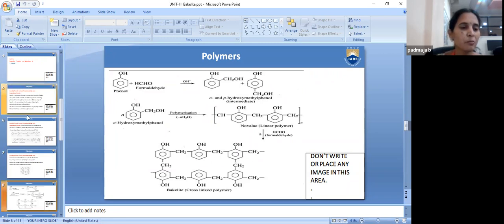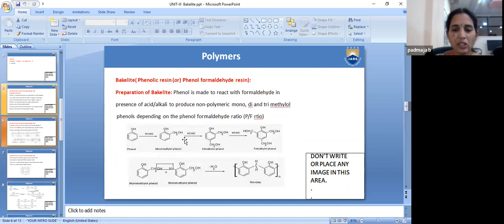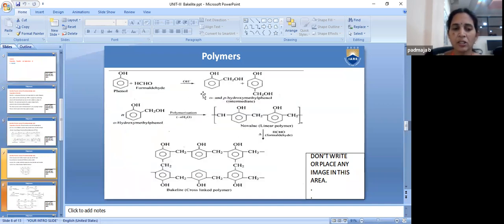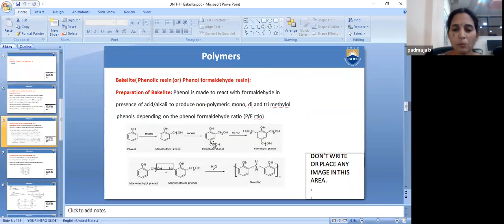So this is the preparation of Bakelite, but here I gave it in a different way. According to the phenol formaldehyde ratio, we will get 3 marks here. But for the preparation, you learn this only. This is the correct preparation method. But here the point I'm going to tell is this.